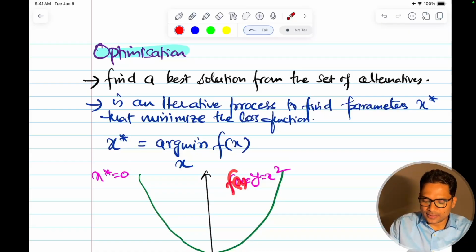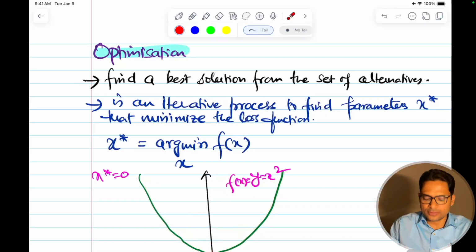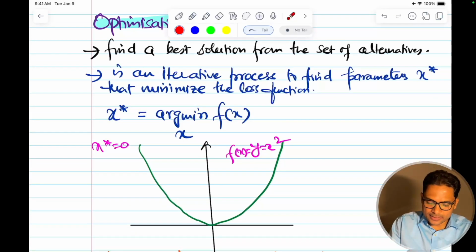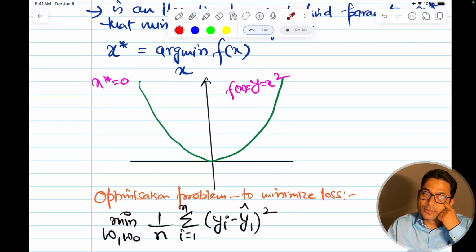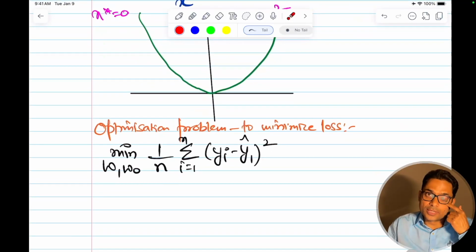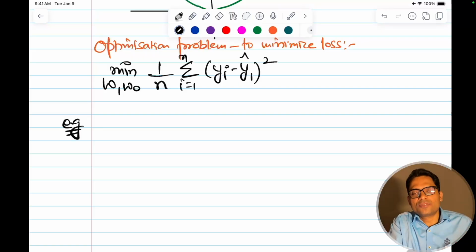Out of all the possible values of x, x equal to 0 is the optimum or the best solution. That's what it means. Iteratively we reach there. We find that x star, here x star will be 0 in this case. We can see this visually also, and mathematically you can just do a quick differentiation and find out. We'll do another simple problem. We have formulated a loss function; we have taken a loss function.